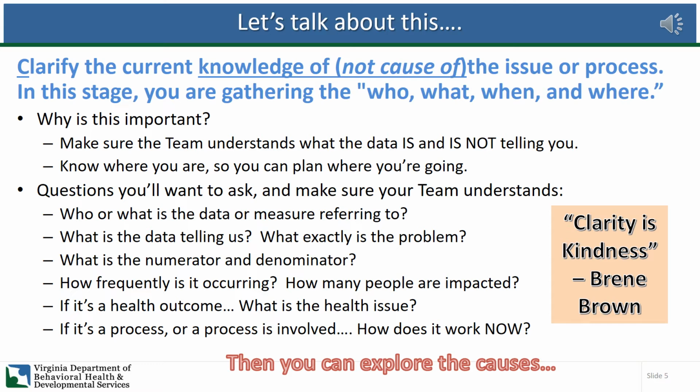Questions that you'll want to ask and make sure your team clearly understands are: who or what is the data or measure referring to? What is the data telling us? What exactly is the problem? What is the numerator and denominator for your measure? How frequently is the problem occurring? How many people are impacted? If it is a health outcome, what is the health issue? If it is a process or a process is involved, how does it work now? Once everybody has a good handle on understanding the problem, then you can proceed with exploring the causes.